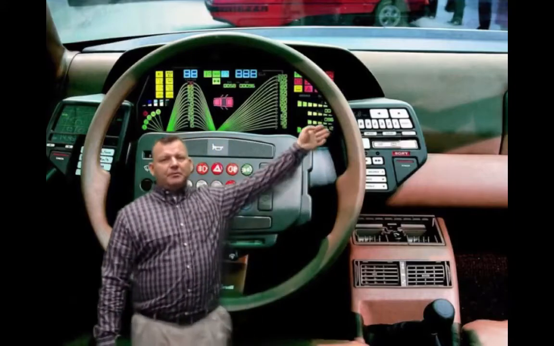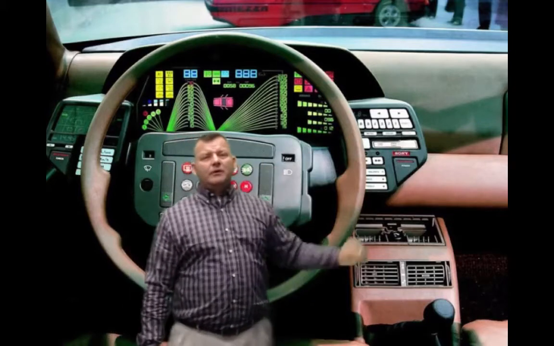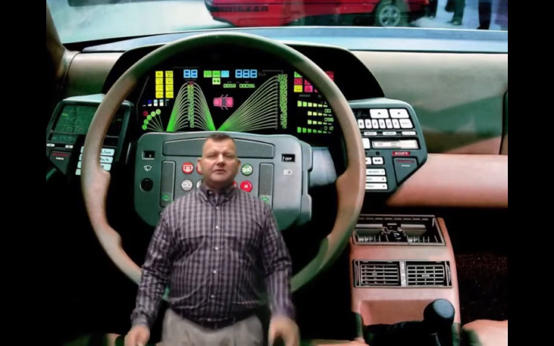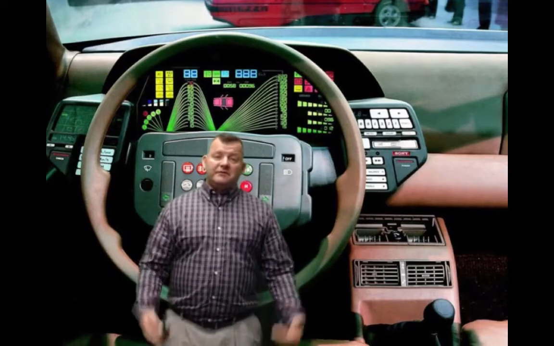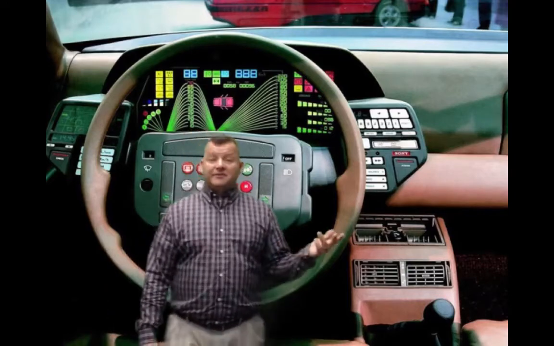Now take that same example, and you're the same person, a 16-year-old who has never driven before, and you get behind this dash. And there are all these buttons and gadgets and electronics. Seeing that will probably increase your intrinsic cognitive load.